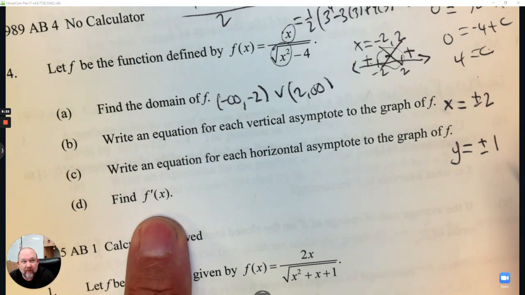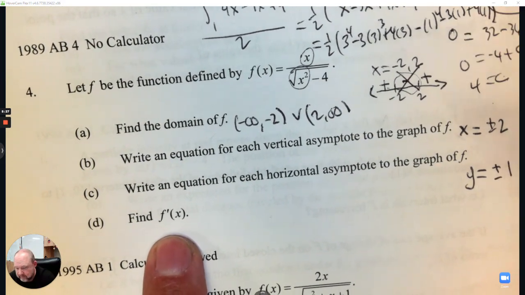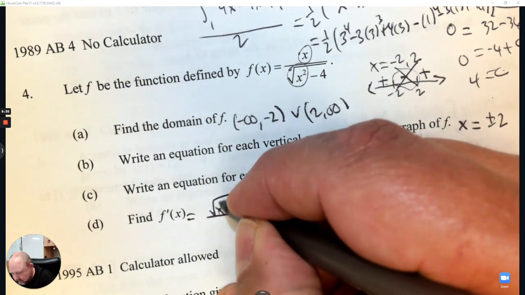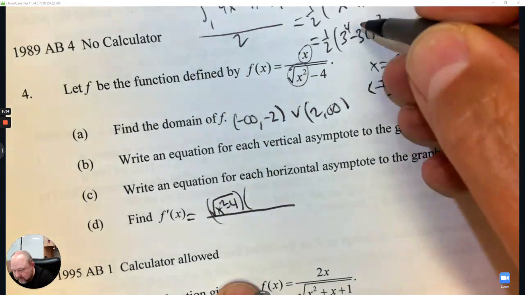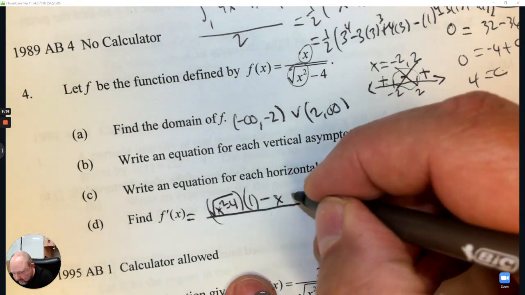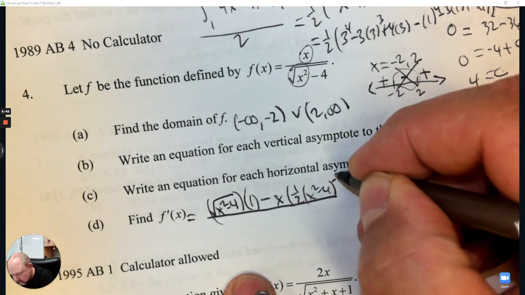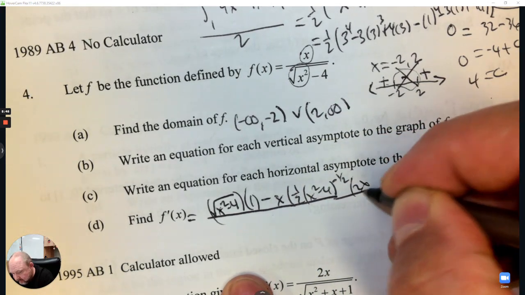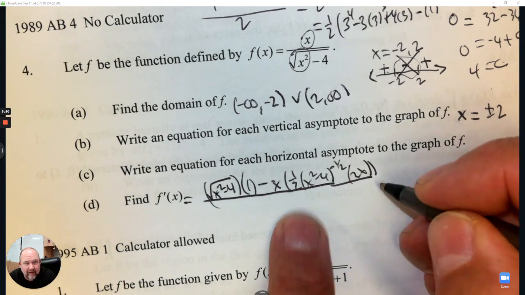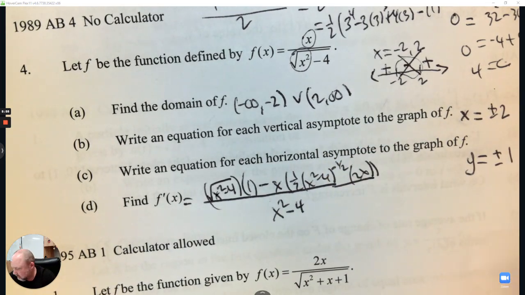And then find the derivative of this. So the derivative would be the quotient rule. So that's the bottom times the derivative of the top, which is 1, subtract the top times the derivative of the bottom, which has a hook of 2x, and then the bottom squared. And if you square a square root, it's just x squared take away 4.